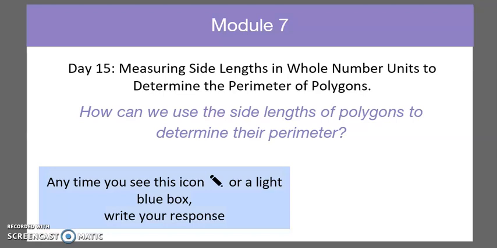Welcome. My name is Jerry Sunarine, and today's lesson will look at how we can use the side lengths of polygons to determine their perimeter.